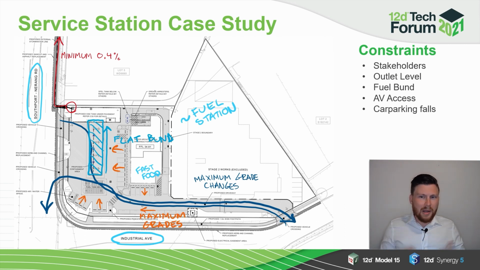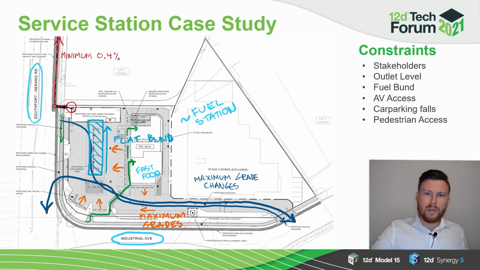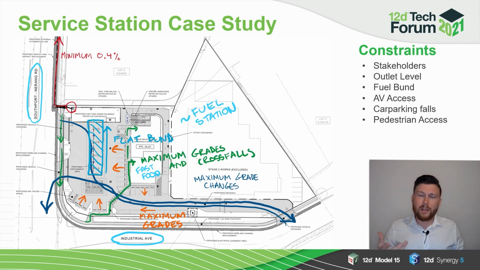We also had car park falls. Obviously we can't have sharp cross falls or other gradients next to the car parks because people will scrape out or people will fall or whatever the case may be when they get out of their car. On top of that, we had pedestrian access. So you can see this is starting to get really messy, and every one of these constraints I've talked about has to do with falls and gradients, minimum and maximum falls. So we actually ended up having to redesign the site layout here with the architect to allow pedestrians to access the buildings from the street along that path there.